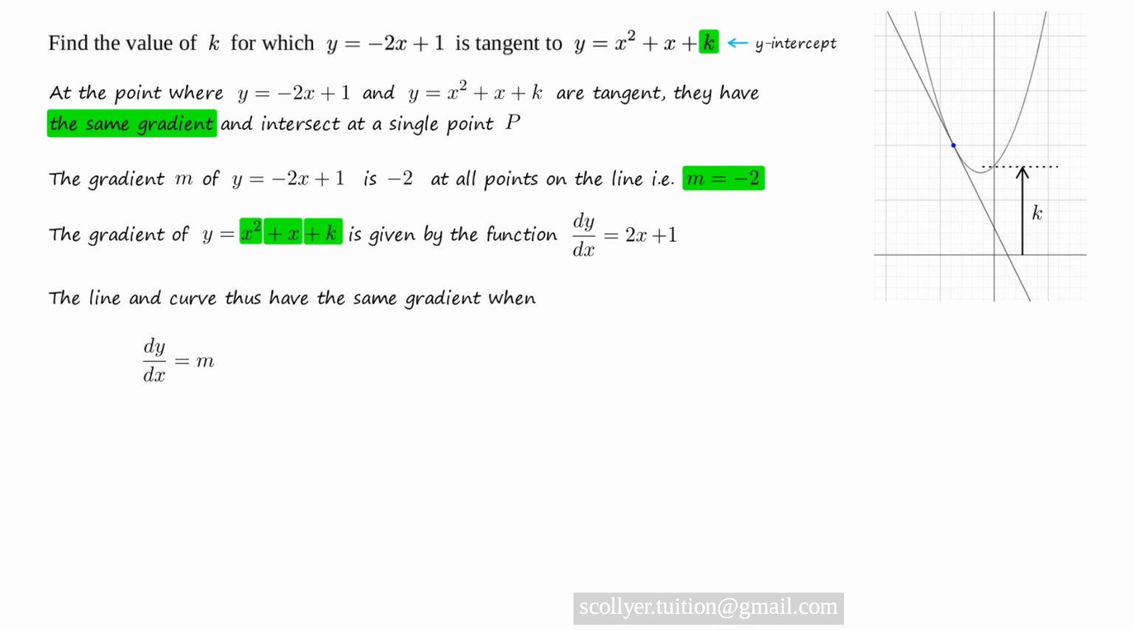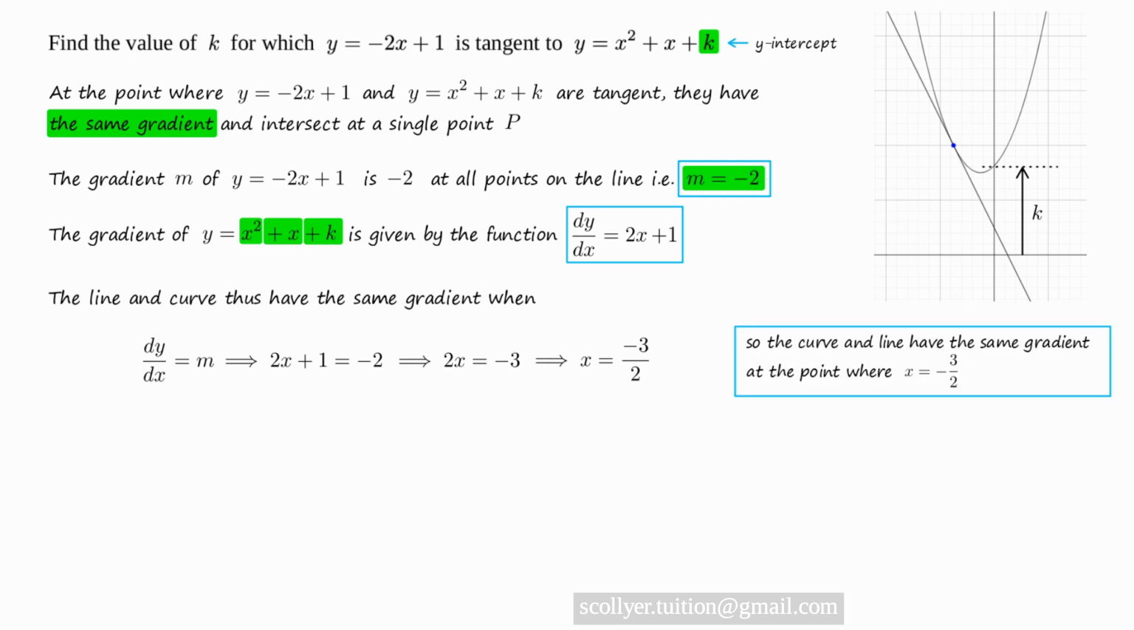So the line and the curve have the same gradient when dy by dx equals m. So we set 2x plus 1 equal to minus 2, and we solve that equation to find that x equals minus 3 over 2. Which tells us that the curve and the line have the same gradient where x equals minus 3 over 2.